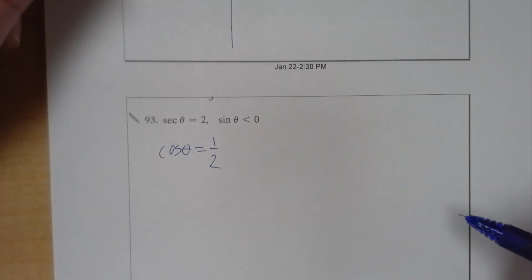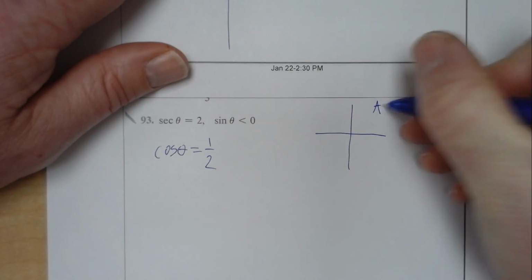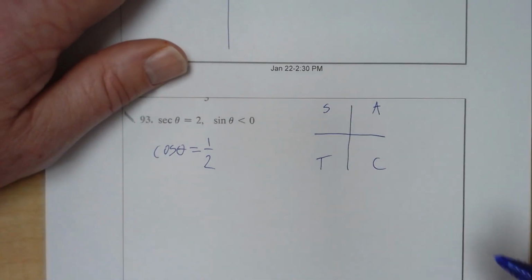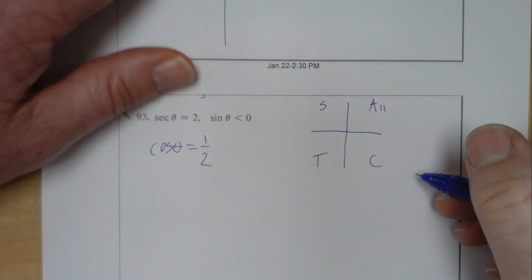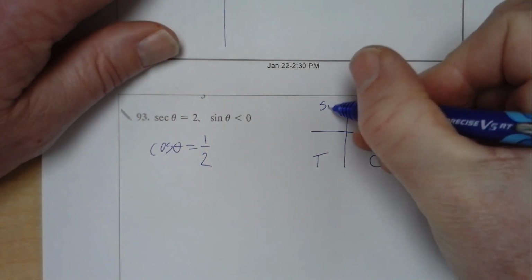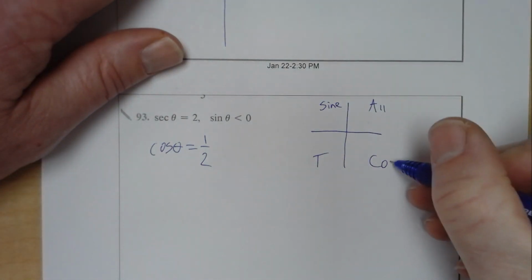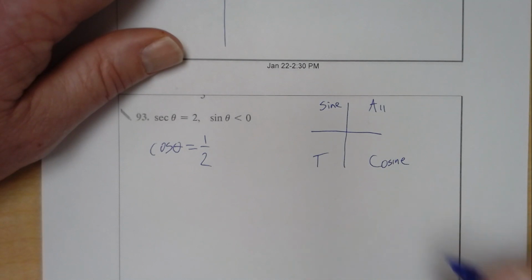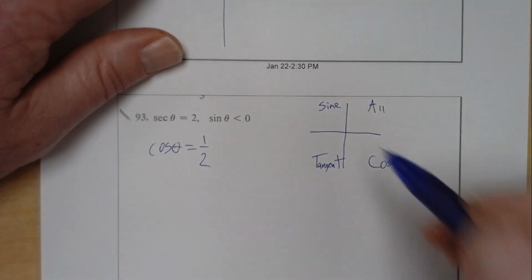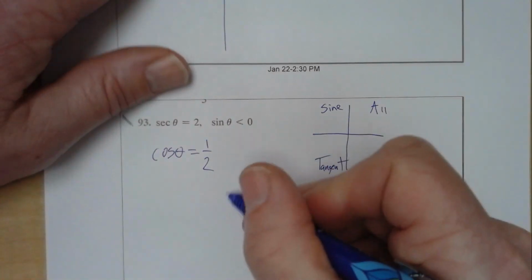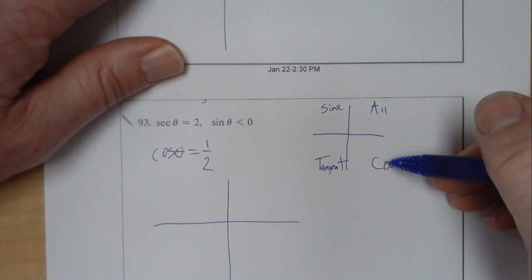All right, so here I'm going to teach you the all students take calculus, which, by the way, you should. All students take calculus. All the trig functions are positive in the first quadrant. So this helps you to know where to draw them. Sine is positive in the second quadrant. Cosine is positive in the fourth quadrant, and tangent is positive in the third quadrant. So I can know where to draw this because it says cosine's positive. The cosine's positive, it's 1/2, so that means it's here and here.